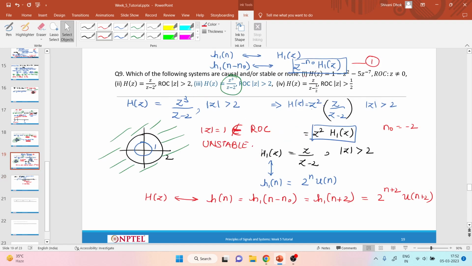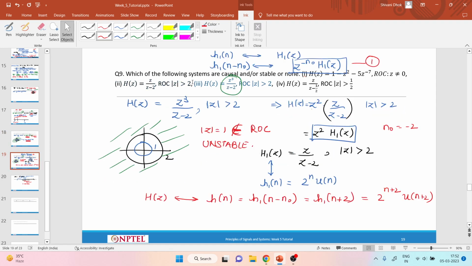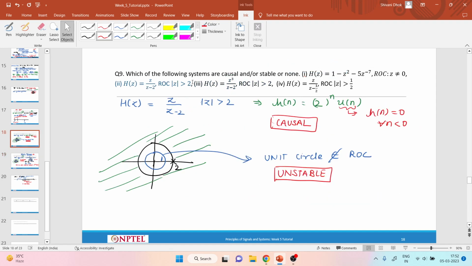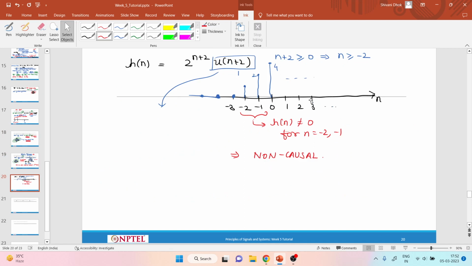So now in this case, if we look carefully, we have z cube upon z minus 1, and the region of convergence for this one, that is part 2 and part 3, was exactly the same, but here the previous h of n was a shifted version and the shift was leftwards, and because of that we had a non-zero impulse response at some negative values of n, and hence it is a non-causal system.